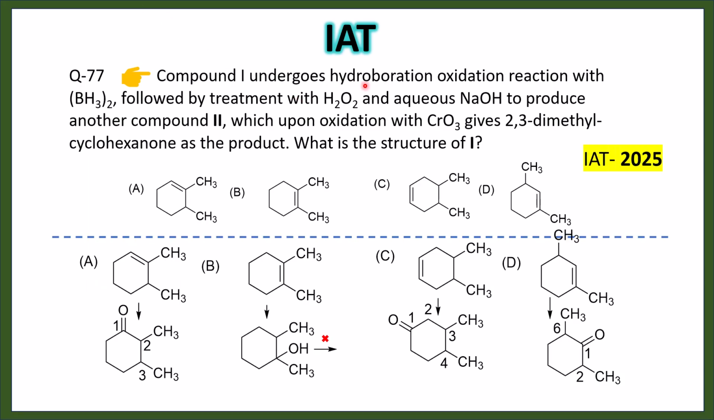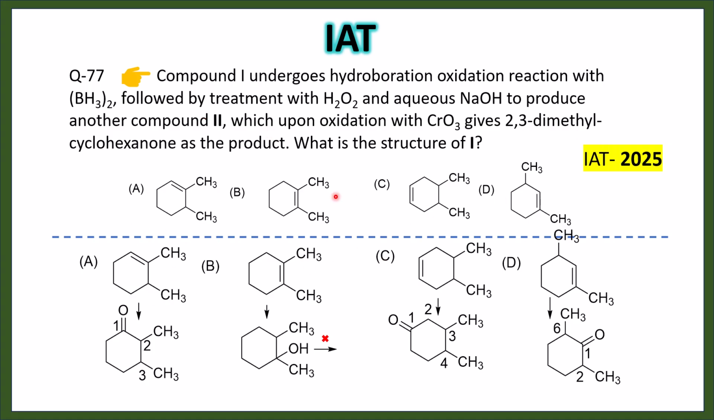Compound 1 undergoes hydroboration-oxidation with the reagent borane and H2O2 and gives another compound 2, which again undergoes oxidation with chromium trioxide and gives 2,3-dimethylcyclohexanone as the product. So what is the structure of 1? Here the options are given, we have to find it. Let's check the alkene for hydroboration oxidation. In this case the alcohol will come on the less hindered side, and then oxidation gives this ketone. So we can number 1, 2, 3, and 2,3-dimethylcyclohexanone is the product asked. So this is the correct option.